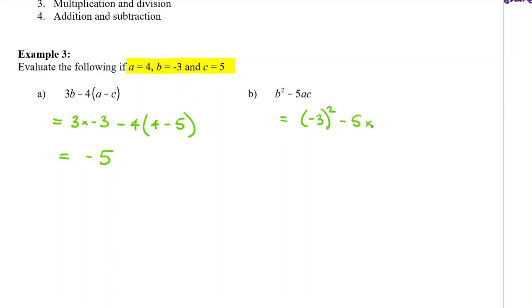Right, next we have our -5. And because the A and the C are next to it, we're going to do times signs. Times A, what's A? 4. And then times C, which is 5. Good, now put it in your calculator with those brackets. What do you get?